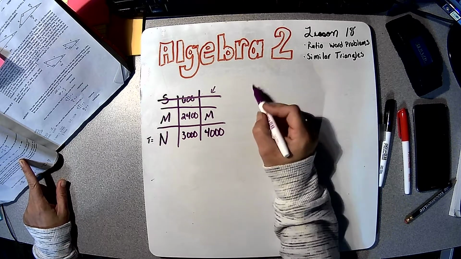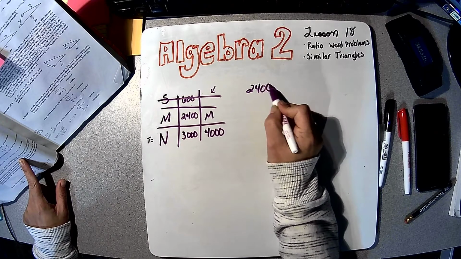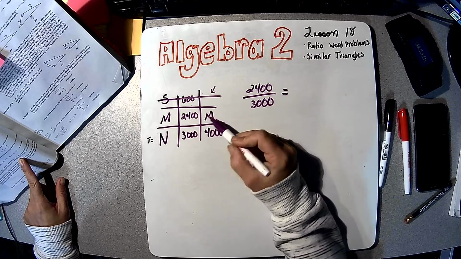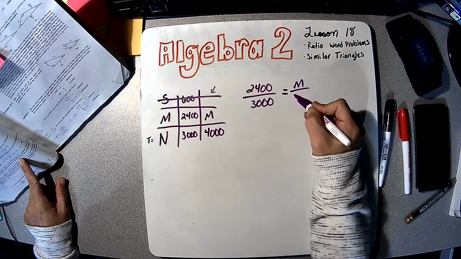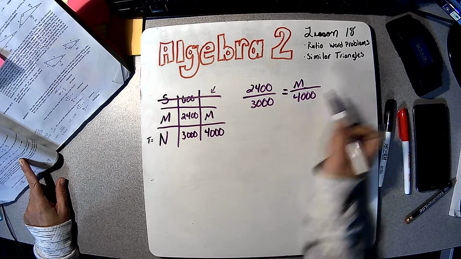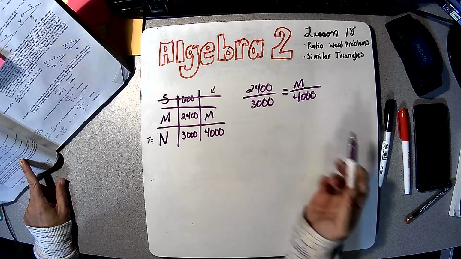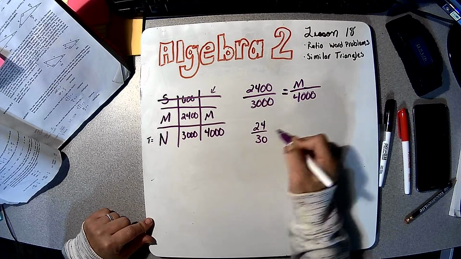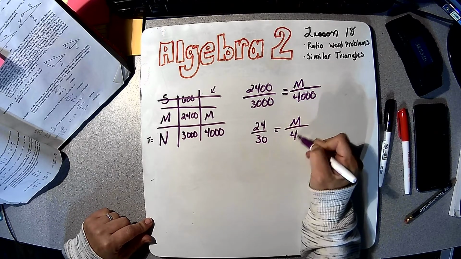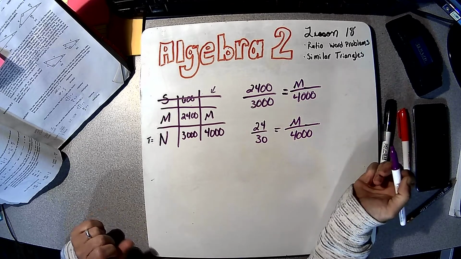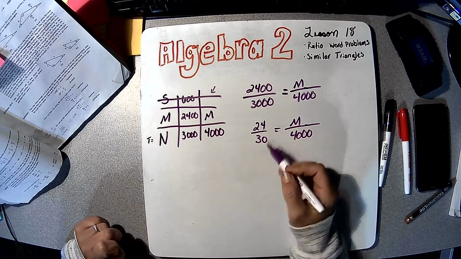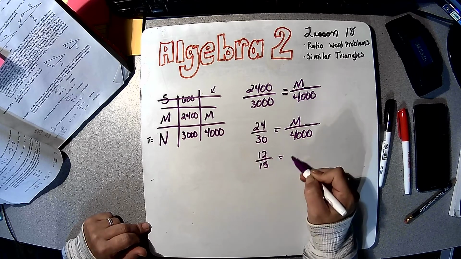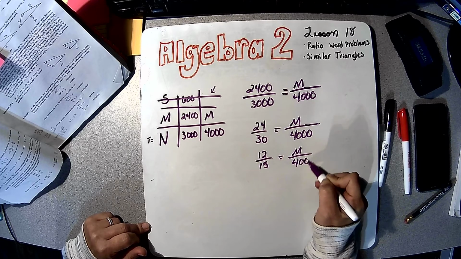So we're going to have our ratio of 2,400 over 3,000 equals M over 4,000. Okay, see how that works? Now we could reduce this ratio pretty easily. We could say 24 over 30 equals M over 4,000. And we could reduce that again. We could say 12 over 15 equals M over 4,000.